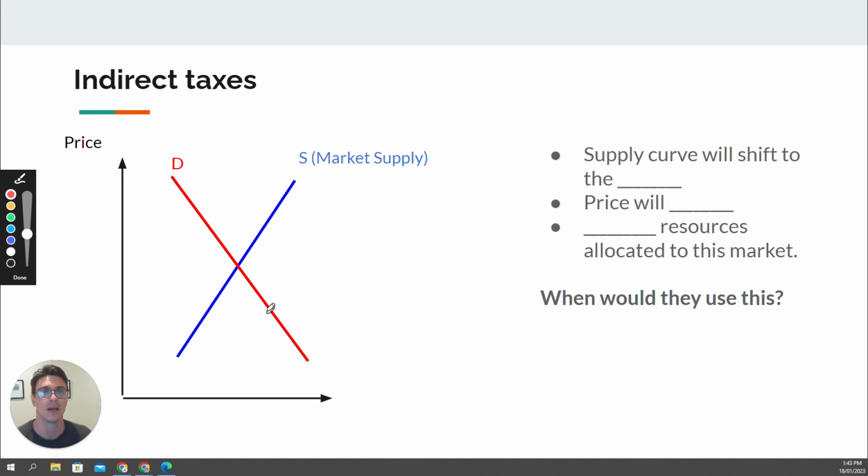Some other examples that they use in Australia are alcohol taxes, sugar taxes, and there was once a carbon tax. These are all examples of negative externalities that the government is trying to correct, trying to create an efficient outcome.